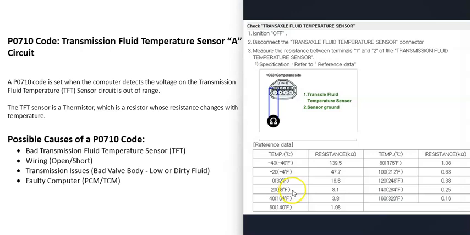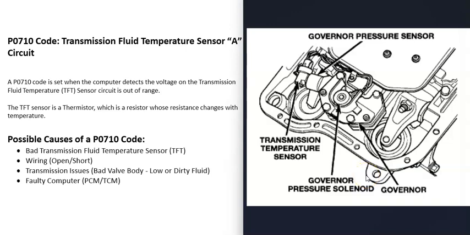So for example, if that fluid temperature was 68 degrees Fahrenheit, then that sensor should be reading 8.1 ohms. And if it doesn't read that, if it's higher or lower than that, then you know there's some kind of problem with it. Again, this information is going to be different for every single sensor, so you will need to get the specifications for that particular sensor before you go and test it. But the first thing that could cause this is a bad transmission fluid temperature sensor.